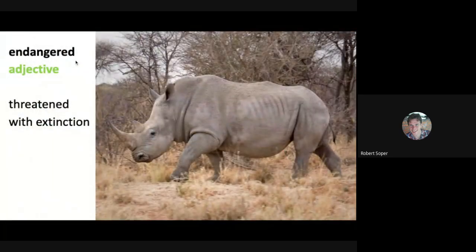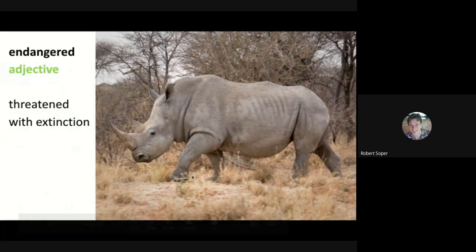Okay, this word is endangered. Endangered is an adjective, and it means threatened with extinction. In other words, very close to dying out. Okay, so when something is endangered, it's very close to disappearing. So there wouldn't be any of them around anymore.